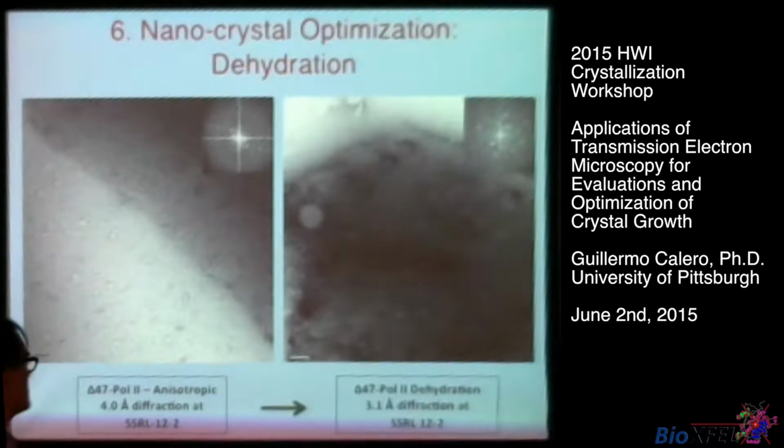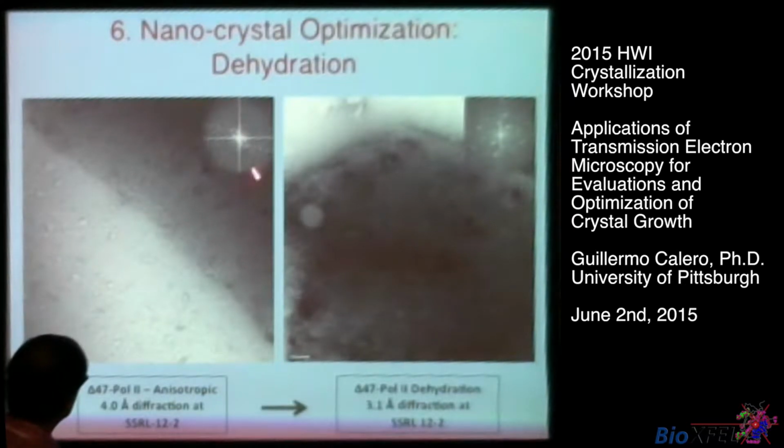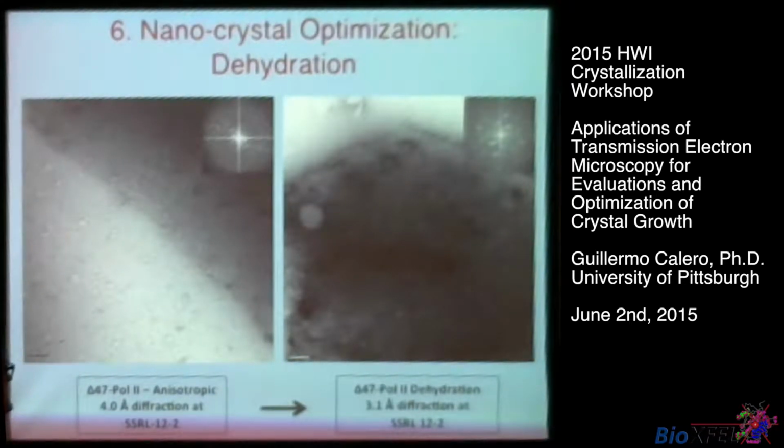So what we did is we took crystals of delta 47 polymerase, and we looked at them with TEM. You can see that it is clear. Then we applied a dehydration protocol, and basically we got a clear improvement on the lattice. So we were able to detect changes in the lattice by dehydration, and then we decided to apply it to another protein whose structure hadn't been solved, and we actually solved it in the lab.